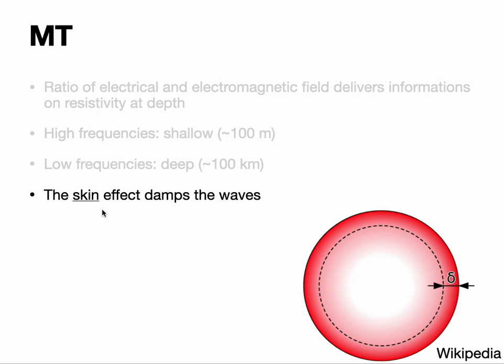Another interesting point is the skin effect. The skin effect is a damping effect of the wave. It is a reduction of the amplitude of the wave as the wave travels towards the center of the Earth.